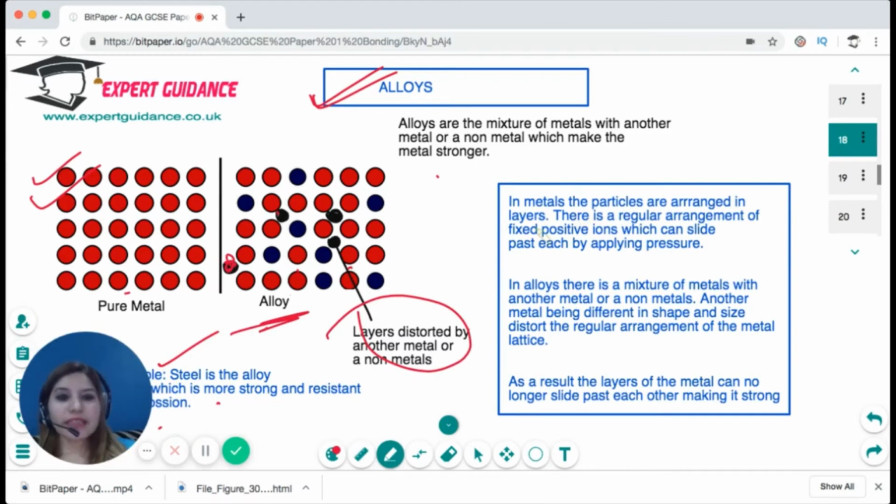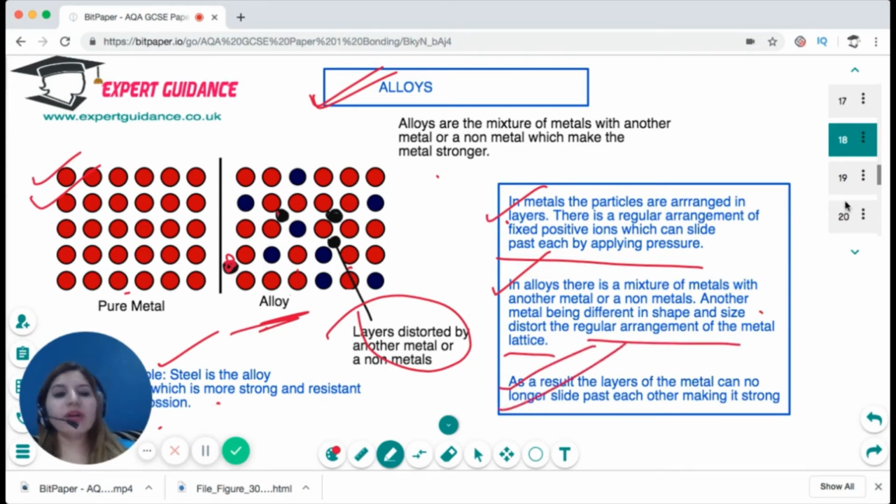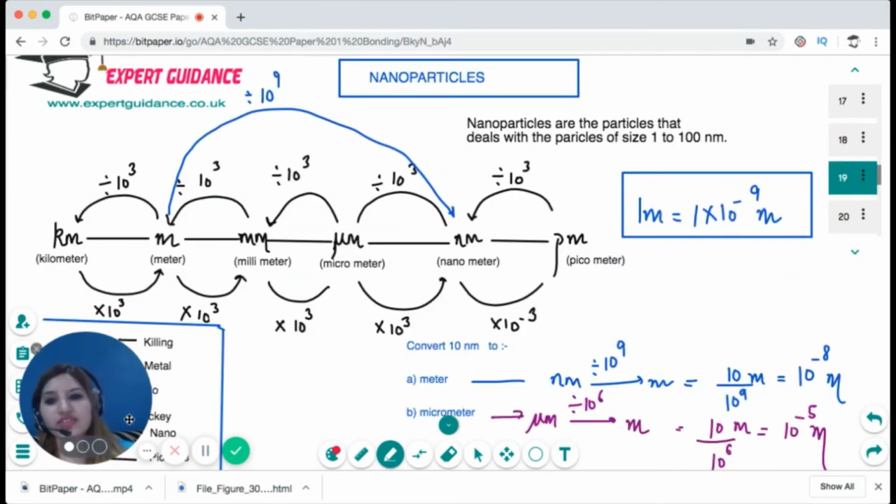So in metals, the particles are arranged in layers. There's a regular arrangement of fixed positive ions which can slide over each other by applying pressure. However, in alloys, there's a mixture of metal with another metal or a non-metal. Another metal being different in shape and size distorts the regular arrangement of the metal ions. As a result, the layers can no longer slide past each other, making the metal strong.